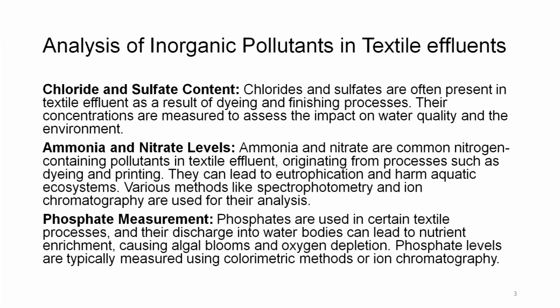Various methods like spectrophotometry and ion chromatography are used for their analysis. Phosphate measurement. Phosphates are used in certain textile processes and their discharge into the water bodies can lead to nutrient enrichment, causing algal blooms and oxygen depletion. Phosphate levels are typically measured using colorimetric methods or ion chromatography. So, each method of analysis and each ingredient of the textile effluent falling in the category of inorganic pollutants are described here.